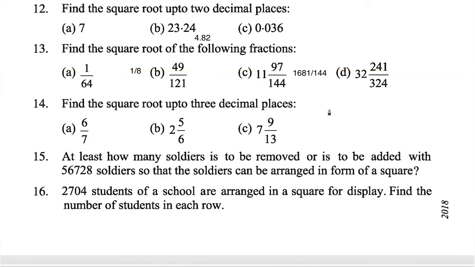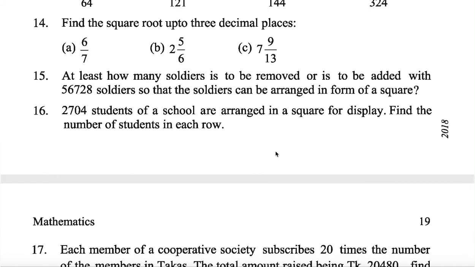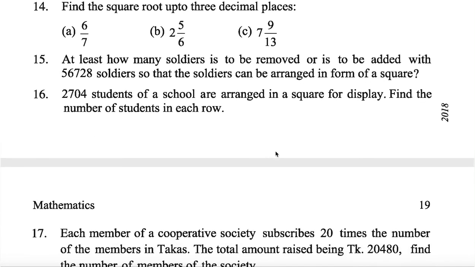Root over 144 is 12. Root over 1681 you have to find that. Anyway it will come out to be 41. Okay, mixed fraction again, 32 into 324 plus 241, 10,609. 10,609 divided by 324. This you do on your own. Find the square root up to 3 decimal places. Up to 2 you have already seen, right? So for 3 also similarly you should proceed up to 4 decimal places and then round it up to 3.